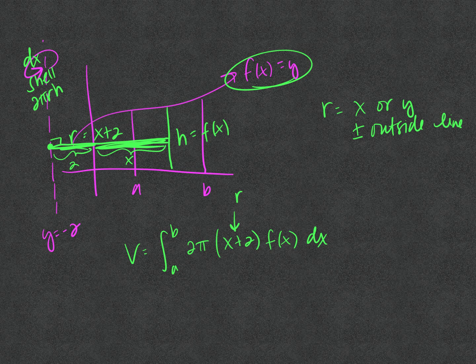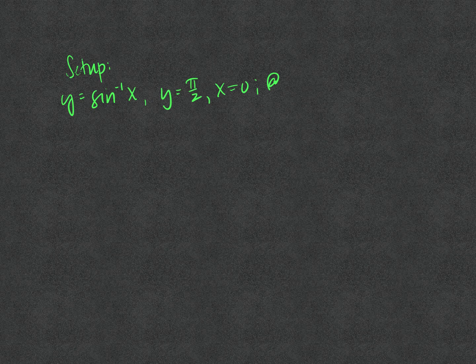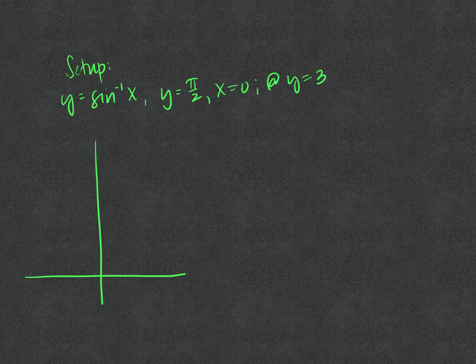So let's look at another problem. This one says set up but do not integrate. And it says y equals inverse sine of x. I'm not ever going to require you to use and know that. Y equals pi over 2, x equals 0, and you're going about the line y equals 3. So let's start with inverse sine of x. Oh, gracious. Inverse sine of x. So this is my graph for inverse sine of x.